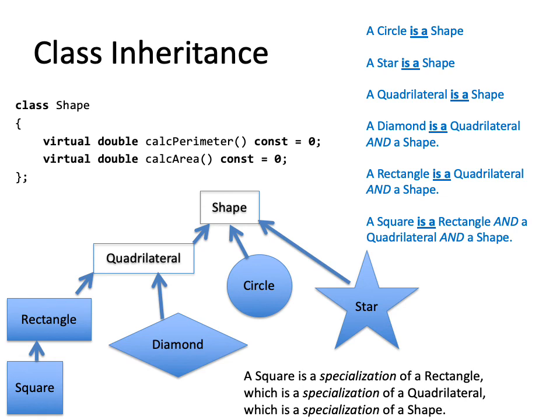And virtual, don't worry about that. That means it's a virtual base class. The equals 0 at the end, again, that means it's a virtual base class. It doesn't mean the perimeter area is 0. Ignore that for now. The point is, a star, circle, diamond, rectangle, quadrilateral, and square, they are all subclasses of the shape. A circle is a shape. A star is a shape. A quadrilateral is a shape.